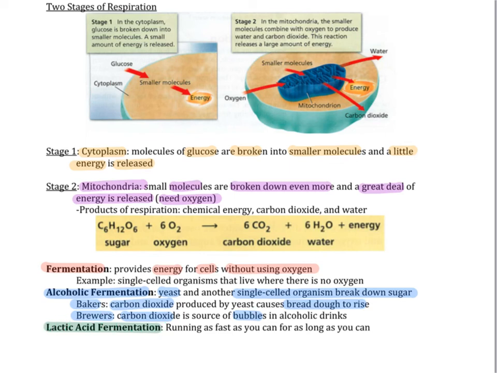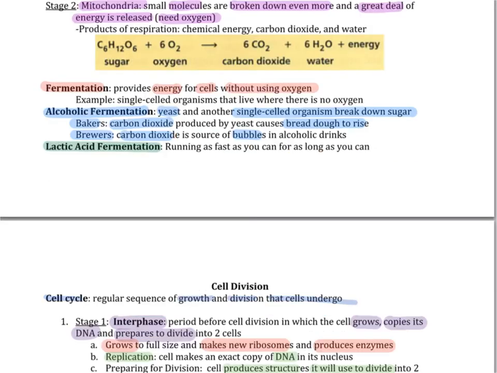Lactic acid fermentation occurs also in an anaerobic environment, one that doesn't have oxygen. And you might experience this if you've ever run as fast as you can for as long as you can. You've probably felt that burning sensation in your muscles. That's occurring because you're running as fast as you can and you've used all of the oxygen in your system. And so you begin to feel the formation of the lactic acid in your muscles. So all forms of fermentation involve the production of energy without using oxygen.